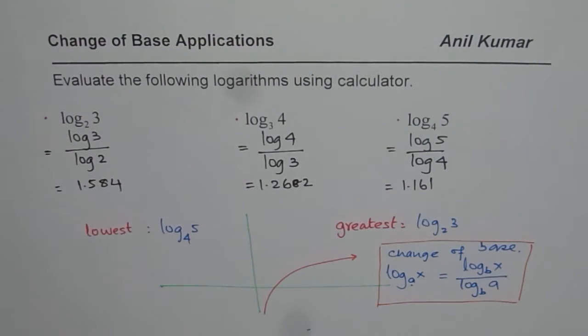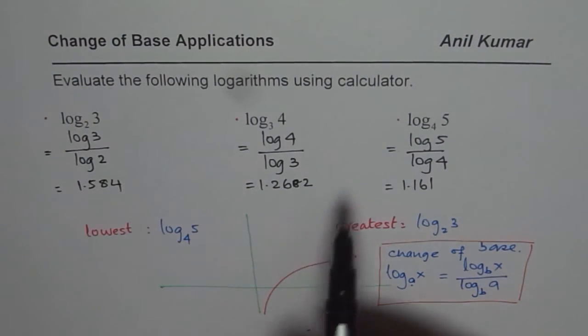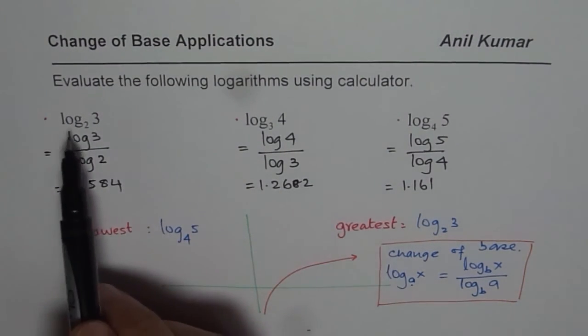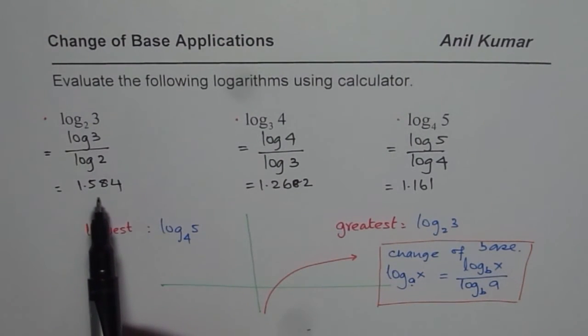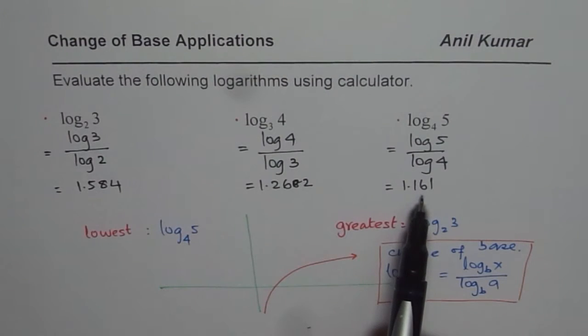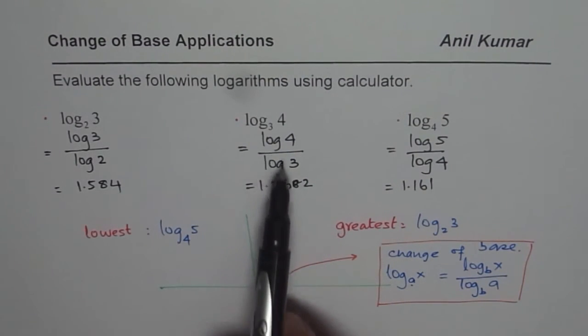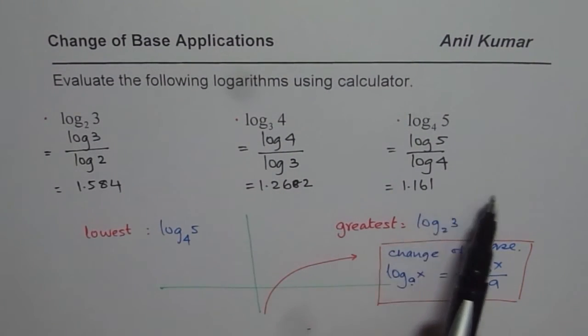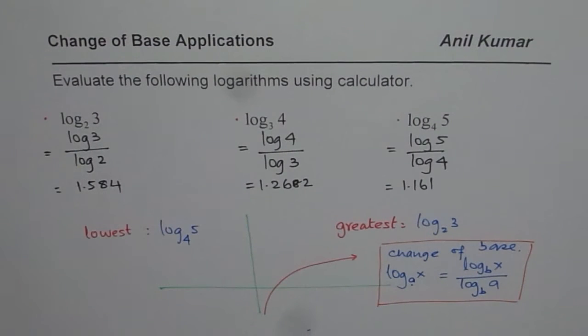So these are the values which we get. As expected, log 2 of 3 is the highest, right? Log 2 of 3 is the greatest. Log 4 of 5 is the lowest, right? So what we find is that this ratio keeps on decreasing as we move forward. That is a very interesting thing to notice, and that will help you in some questions where we need to arrange logarithmic expressions in increasing or decreasing order.